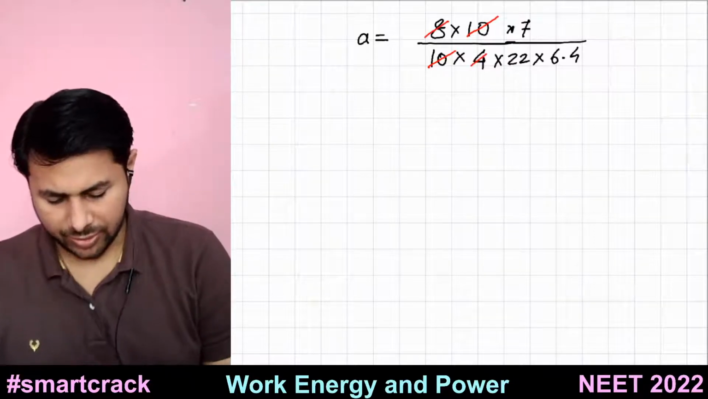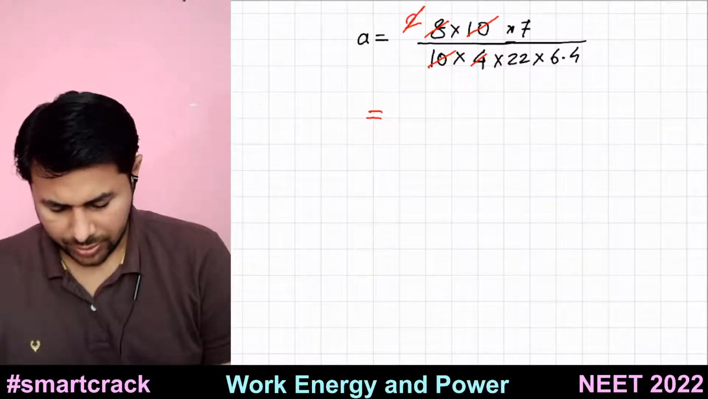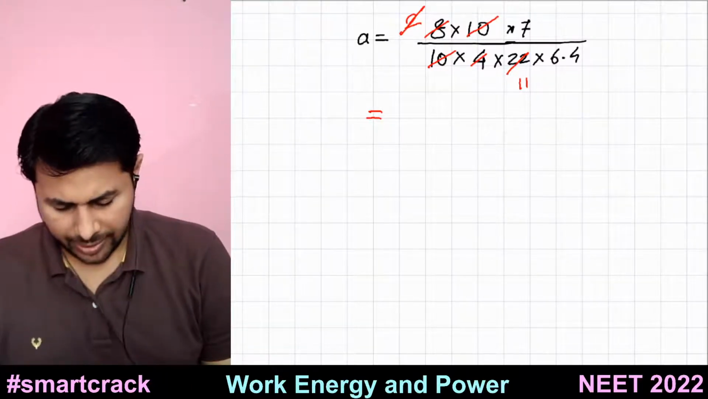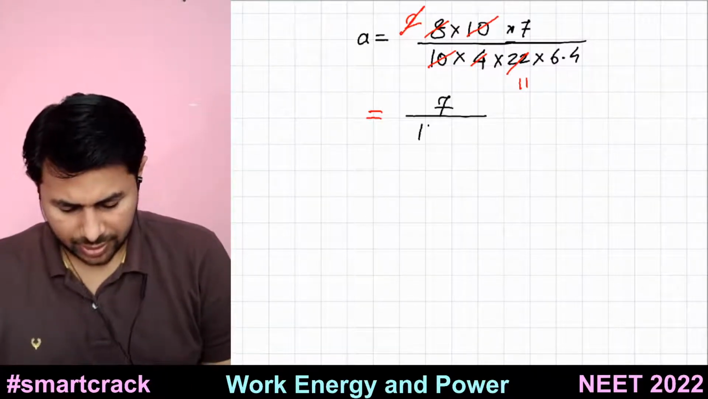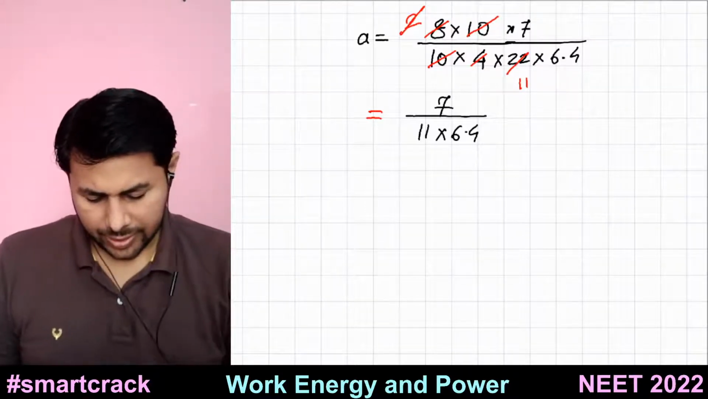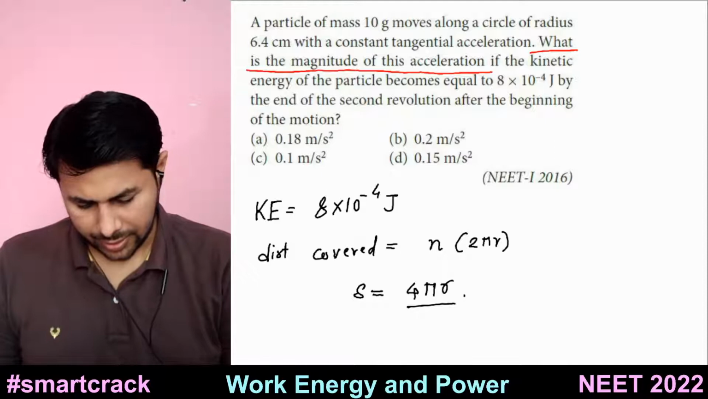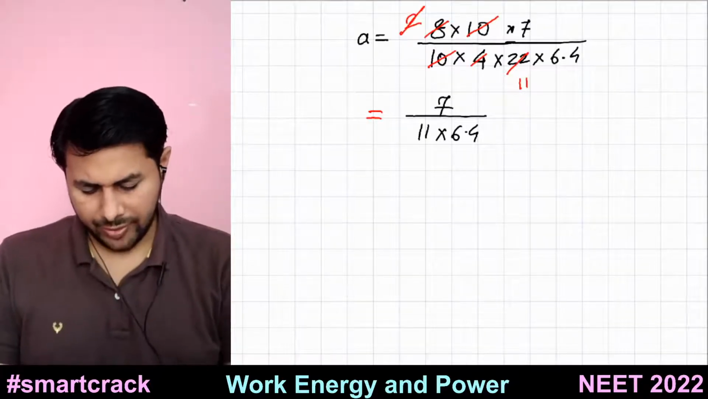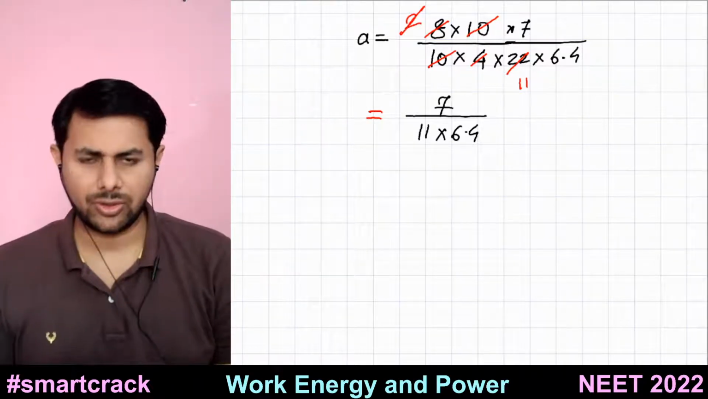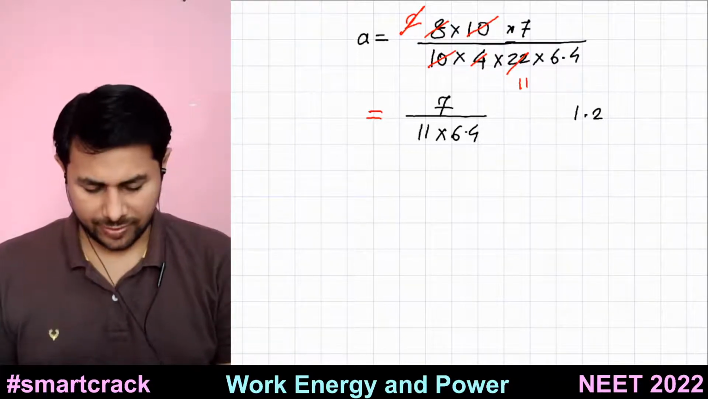8 divided by 4 gives me 2. Okay, so this 2 I will cancel out with 22, so it will be 11. So I am left with 7 divided by 11 into 6.4. Okay, so let's check what the options are. All right, so this 7 I will divide by 6.4. It will be somewhere around 1.2 or something. Okay, 1.2 or something, we can find it out.